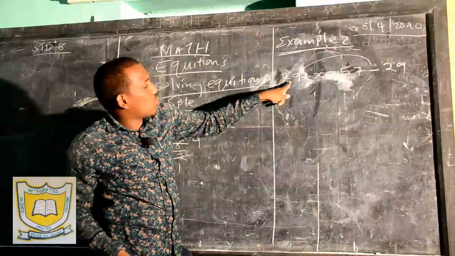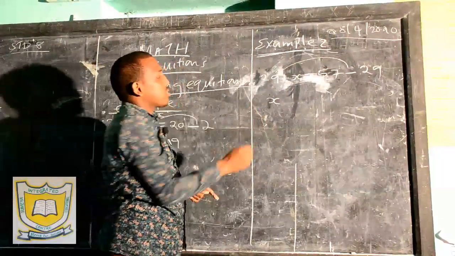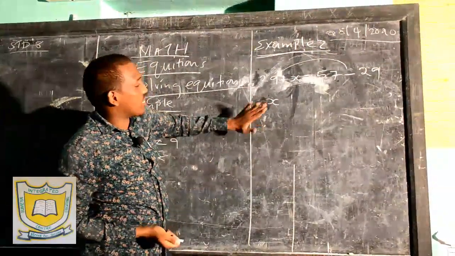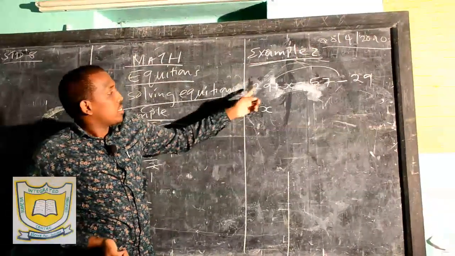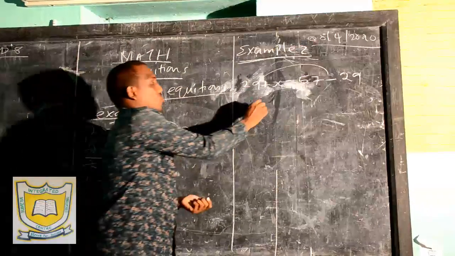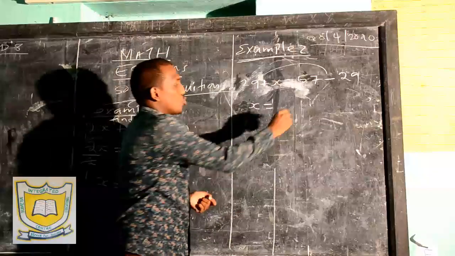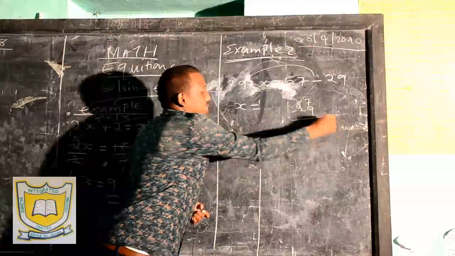So since this one has moved to the other side, now we are remaining with x. But we don't write plus x, no, we don't write it, because when a number is alone, I say it's already positive, like this one was positive. So 29 moves to the other side, here remains x. So x is equal to 57 minus 29, we subtract now.